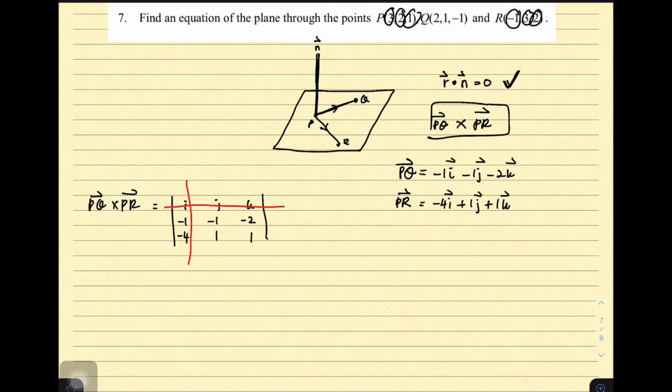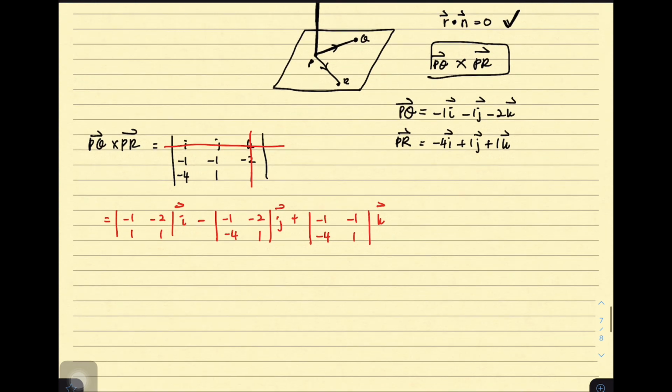So you will have the determinant of negative 1, negative 2, 1, 1, and this one is i. Minus, don't forget that the second one must be minus, the first row and the second column here. So you have the determinant of negative 1, negative 4, negative 2, 1. This one is j. Plus, now you cancel out the first row and the third column. This one is k. So you will have negative 1, negative 4, negative 1, 1. This one is k. Okay, so let's solve this one.